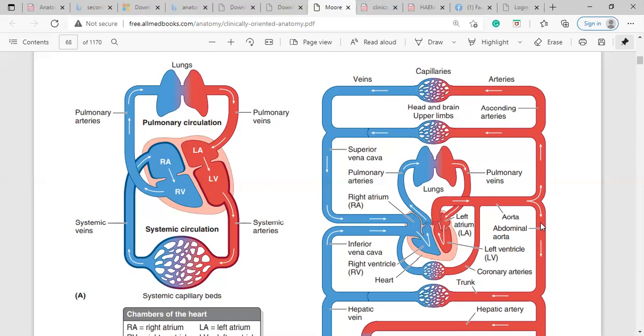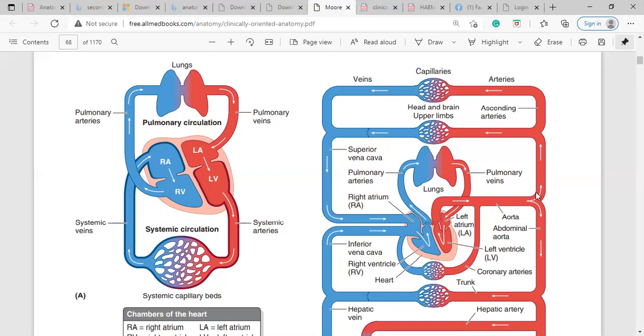Now the part that comes to the lower part of the body is called the abdominal aorta. This aorta is going to supply all organs that are below the heart. This other part that goes up is called the thoracic aorta. Because that is the main aorta, it splits into the smaller one, which we call the abdominal aorta.